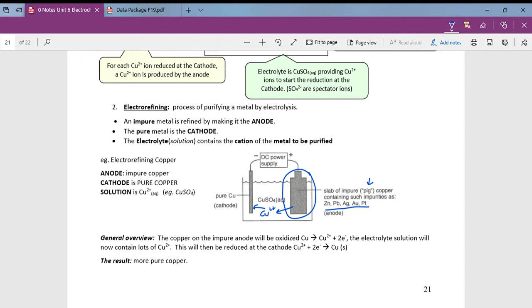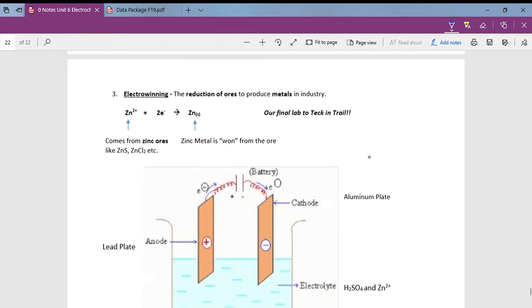So a general overview: the copper on the impure anode would be oxidized. You can see the reaction here. And then the electrolyte solution will now contain lots of copper ions, and then you'd reduce them to form copper solid, and they'll form on this cathode, which is great. So the result: pure copper. If you started with a pure copper cathode, you would just load more copper onto it. All right, the last one is exactly Teck Cominco. Like I was saying, feel free to book yourself a tour when all this is over.